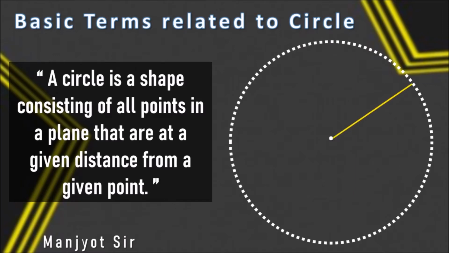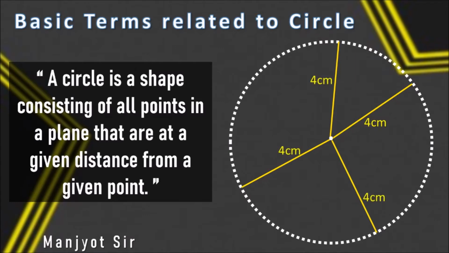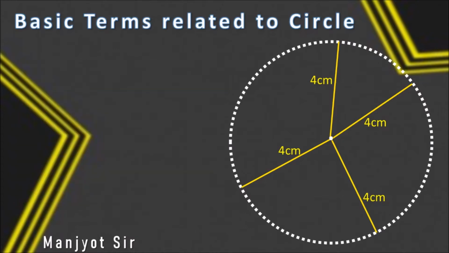Now if you observe, all these distances are equal because all these infinite points are at a fixed distance. So if one of the distances is 4 centimeter, all other distances will also be 4 centimeter. So this is how a circle is made. That means we should have one point, and from that point at a fixed distance we draw infinite points and we get a circle. So my dear students, I hope everyone is clear how a circle is made.